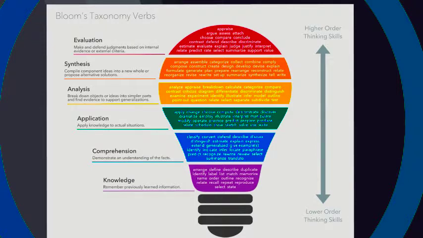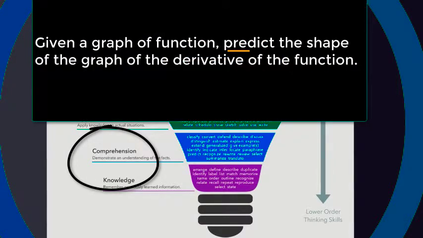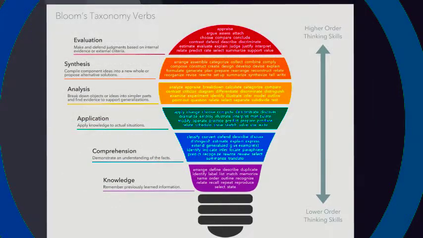When you are choosing specific cognitive skills you want your students to demonstrate, you should use the associated verbs related to that cognitive skill that allow students to demonstrate that specific behavior. For example, a math instructor may give students a graph of a function and ask them to predict the shape of a graph of the derivative of that function in order to demonstrate that they comprehend what a derivative is.